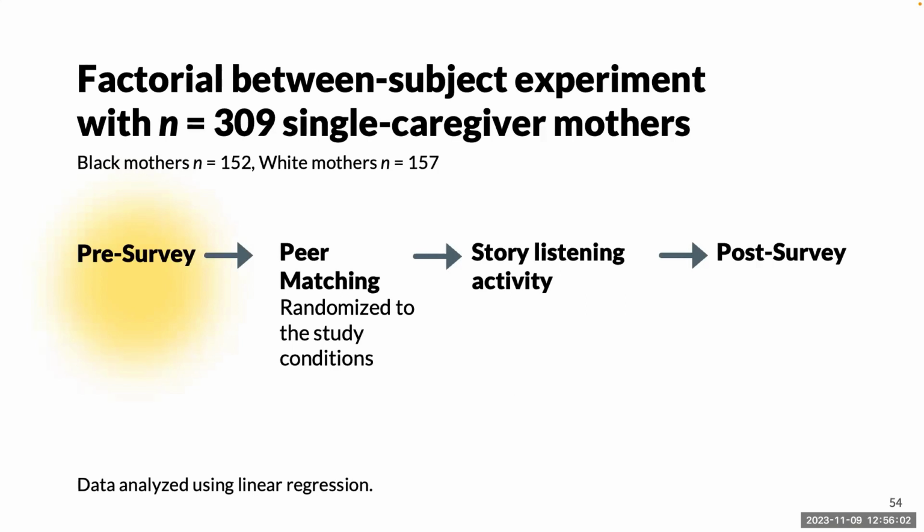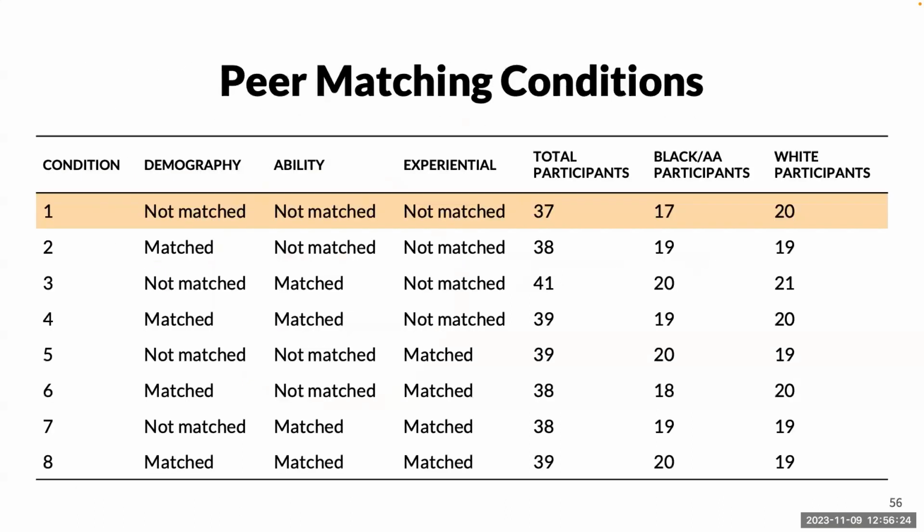So in this study, this is a pre-post factorial study. First we asked the participants to do a pre-survey. And then the survey software, Qualtrics, essentially performed peer matching, by matching or mismatching, by randomly assigning the participants into one of the 8 conditions. So these are the conditions. So, 2 by 2 by 2. So you have 8 conditions.